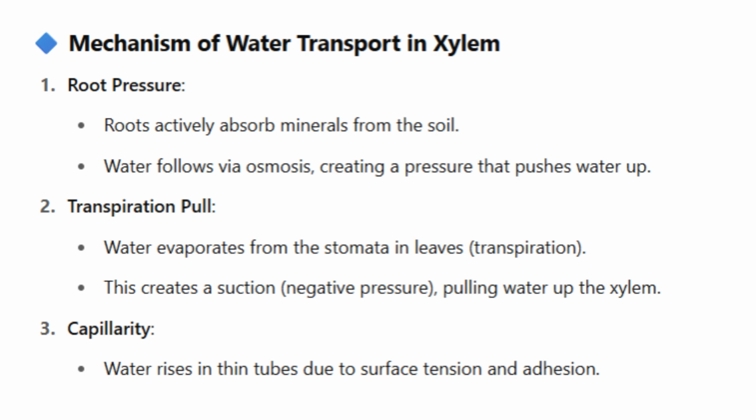Transpiration pull. Water evaporates from the stomata in leaves. Transpiration creates a suction, negative pressure, pulling water up the xylem. Capillarity. Water rises in thin tubes due to surface tension and adhesion.